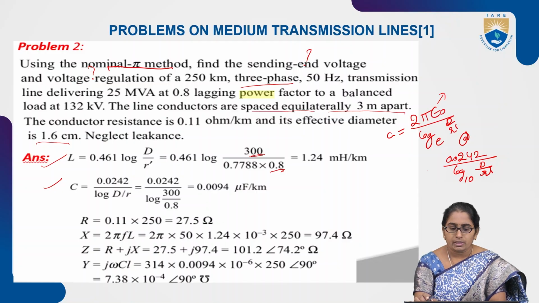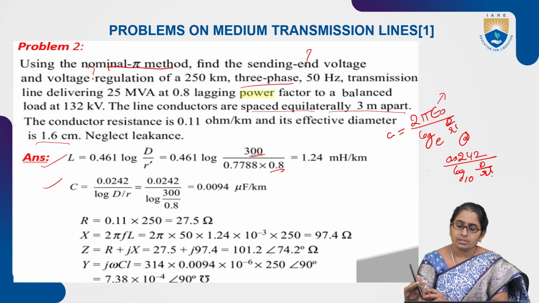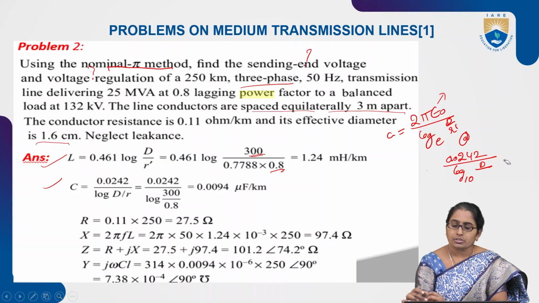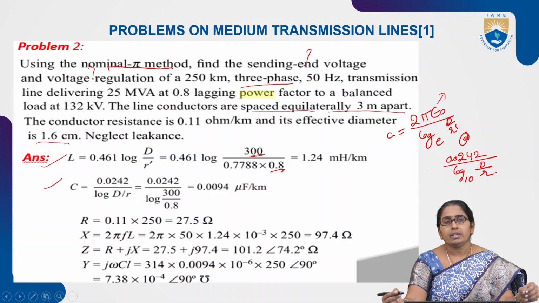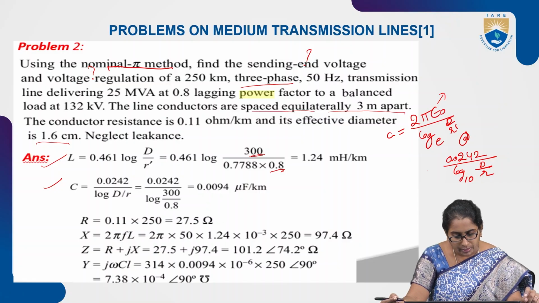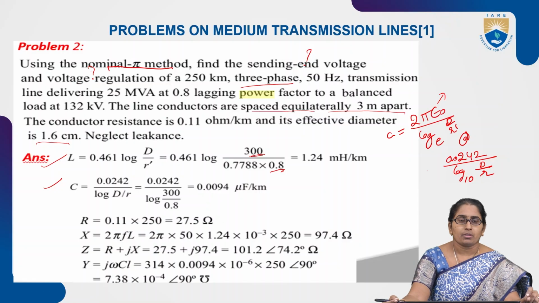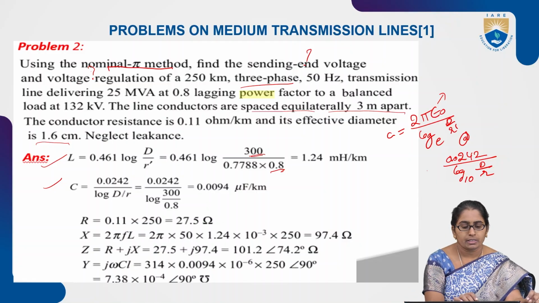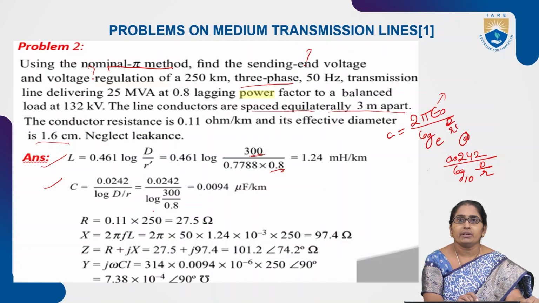0.0242 by log base 10 capital D by R. It is only R, not R dash. In capacitance, they take only the radius. There is no effective radius concept. So that's why it is log base 10 D by R, capital D by R. So substitute the parameters again. D is 300, radius is 0.8.